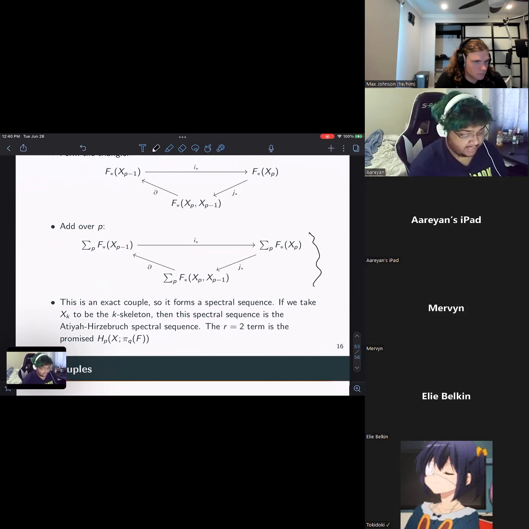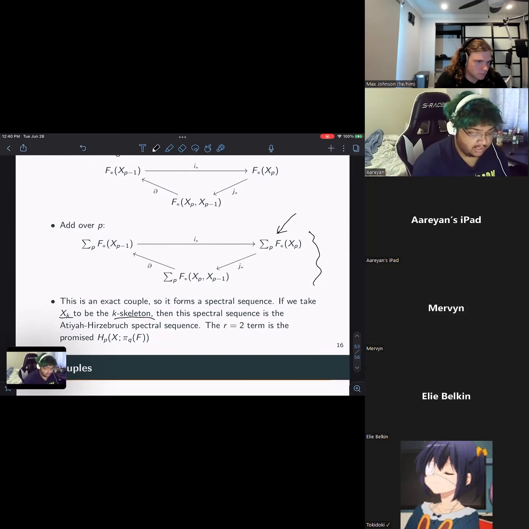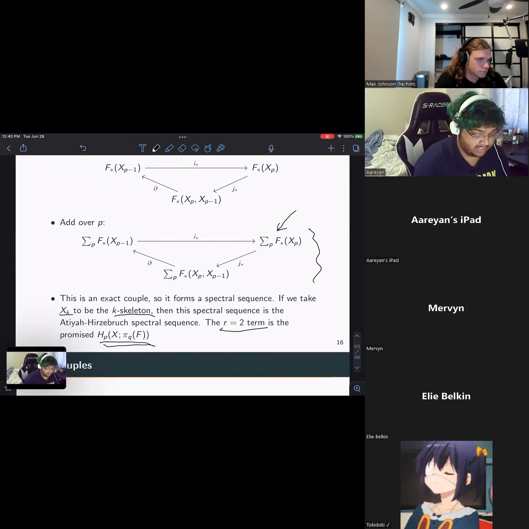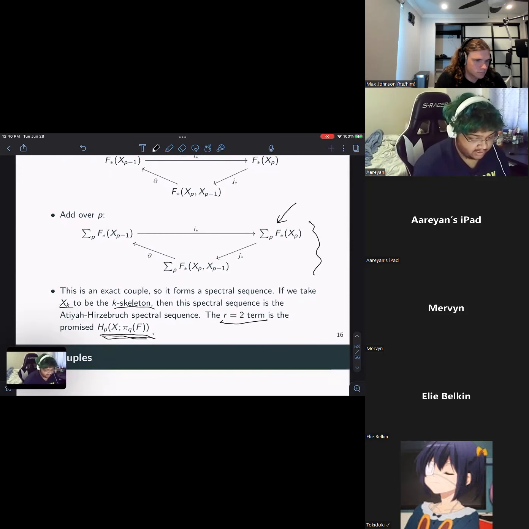Now what's the Atiyah-Hirzebruch spectral sequence? You let X_k be the k-skeleton of your CW complex, so the filtration is just by the k-skeletons. Then I take the spectral sequence corresponding to this exact couple, and that's the Atiyah-Hirzebruch spectral sequence. This is the first page. If you look at the second page, r equals 2, the terms are precisely these, which is what I promised at the beginning of the section. So this is the spectral sequence.